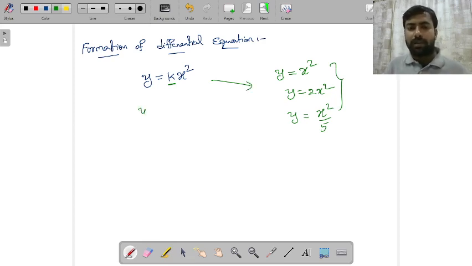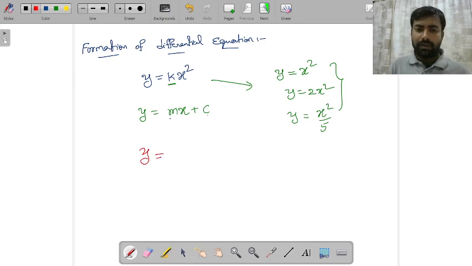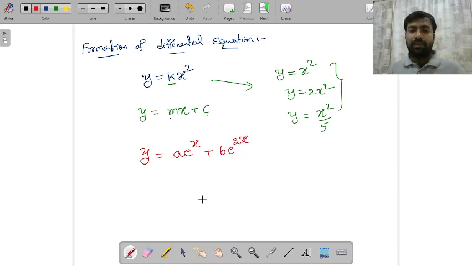Similarly, you can have a one parameter family of lines like this: y equal to mx plus 1. Suppose if you take this one to be a constant, that is mx plus c, then we say it is a two parameter family of lines. Why? Because you can find two independent constants here. And you can have examples of two parameter families, that is y equal to a into e power x plus b into e power 2x. This is also an example of a two parameter family.